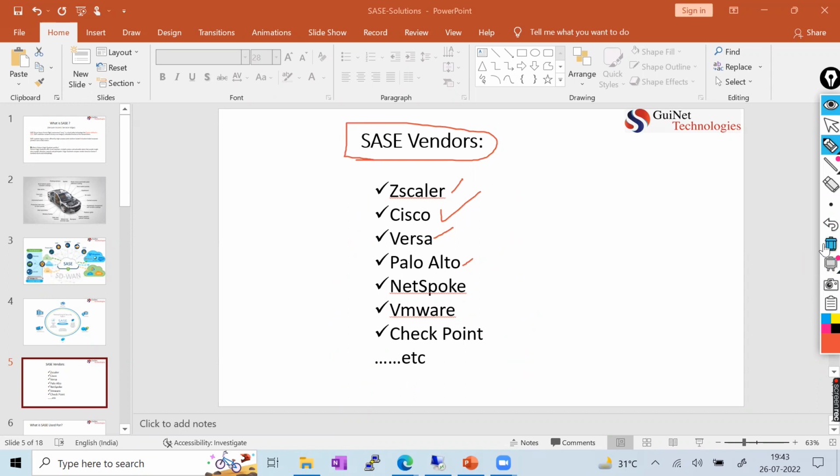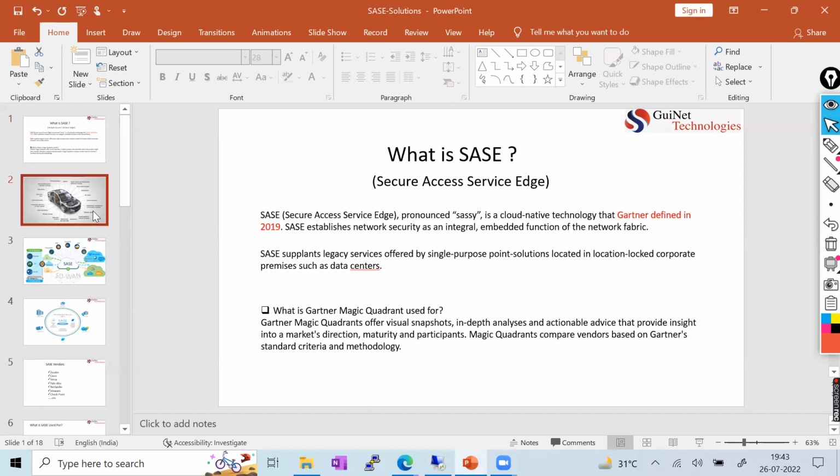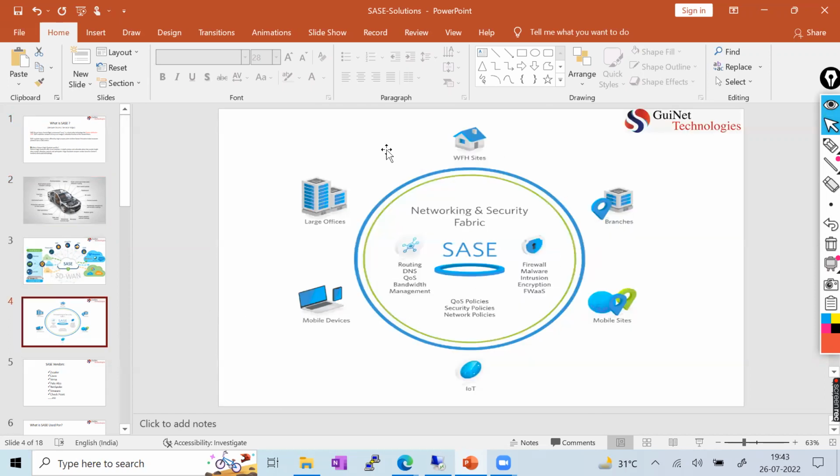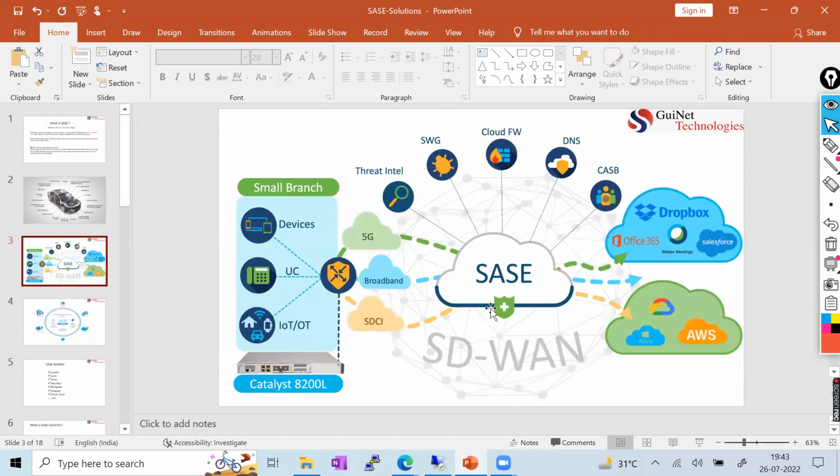Now I'm coming back to the first page where I stopped. So now we understand what a SASE is, what a car is, and how they are similar. This car has a lot of features, and we are combining all the features together into one car, and you use that car for your daily needs. Similarly, SASE has different features for different network needs. You can see the different features we have, and we combine all of them together, and that becomes a SASE.